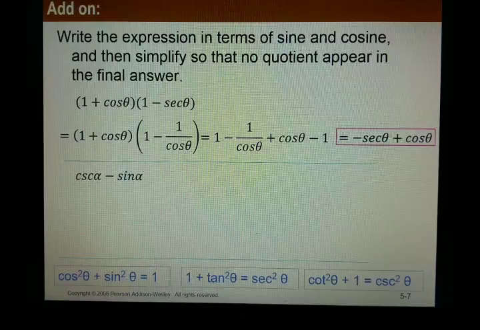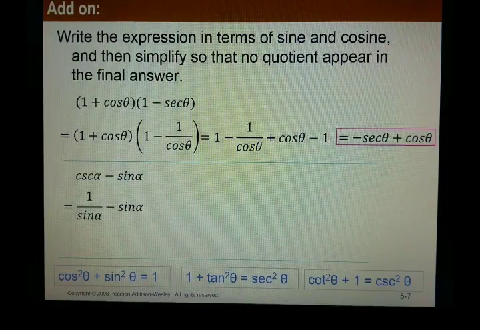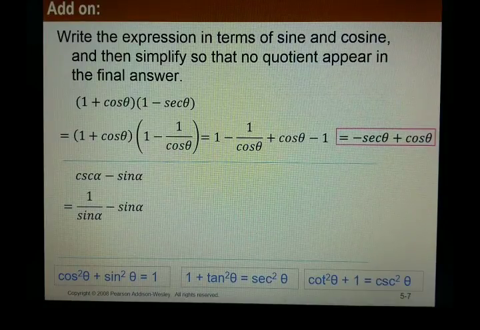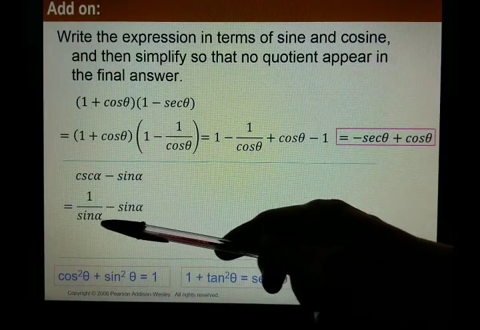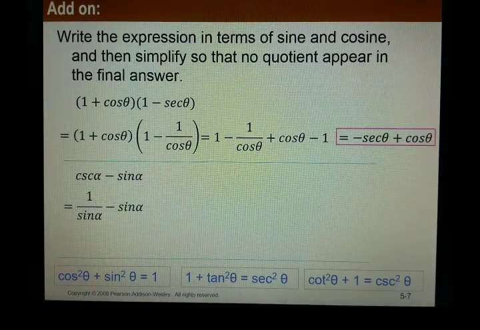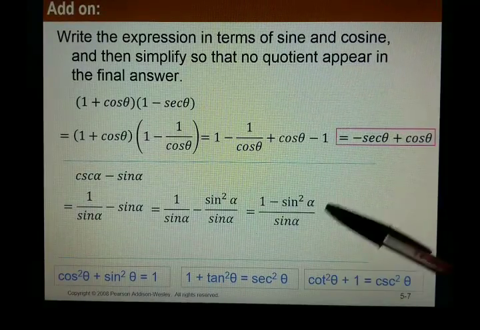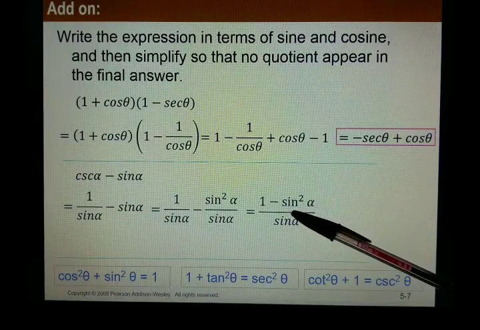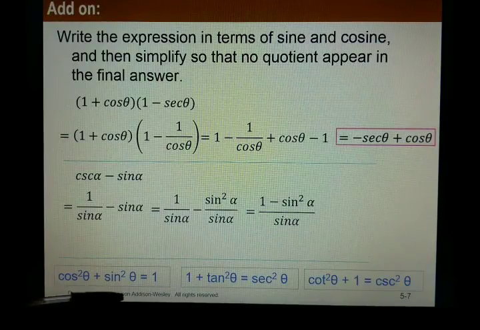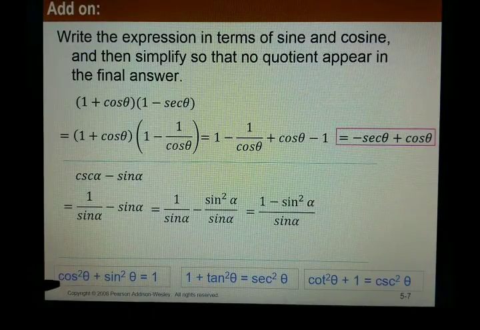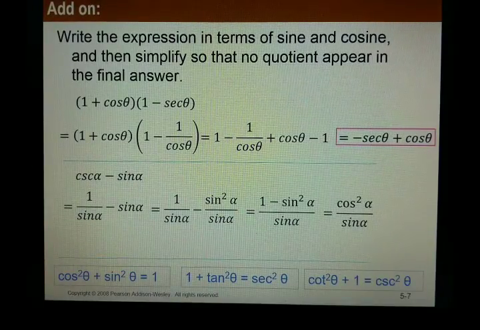The next one had said cosecant alpha minus sine of alpha. So cosecant is 1 over the sine of alpha. Again, let's get a common denominator. So that means this right here was sine of alpha over 1. So this one needs to be multiplied on top and bottom by a sine of alpha. So I'll do that first. Now that I have a common denominator, that numerator becomes 1 minus sine squared of alpha. By your Pythagorean identities down here at the bottom, 1 minus sine squared would be equal to cosine squared. So that numerator is cosine squared alpha. Denominator is still sine of alpha.